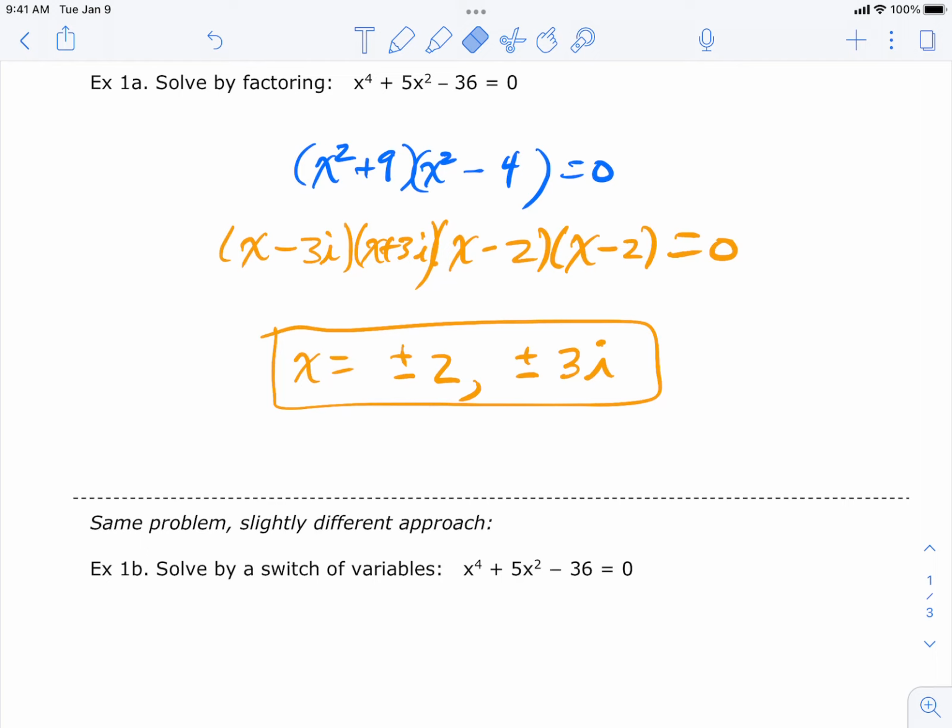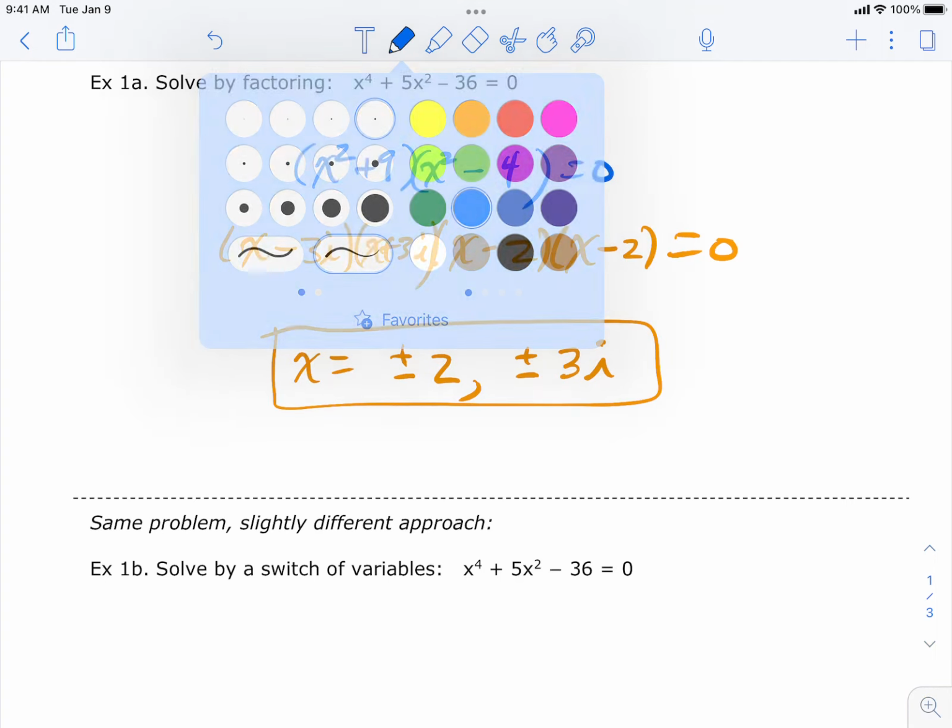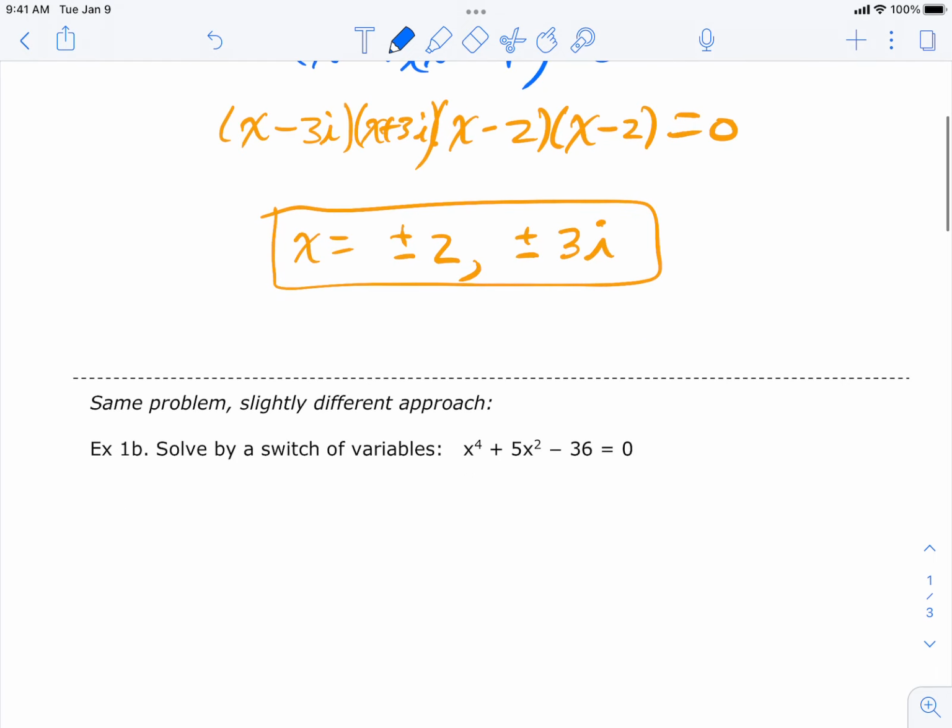But I'm going to do the same problem again. I like to do that sometimes. Anchor something new on something familiar. You believe these solutions, so let me show you a different way to get them, and when we get them you'll have to believe them because you know they're true. So anyway, solve by using a switch of variables.